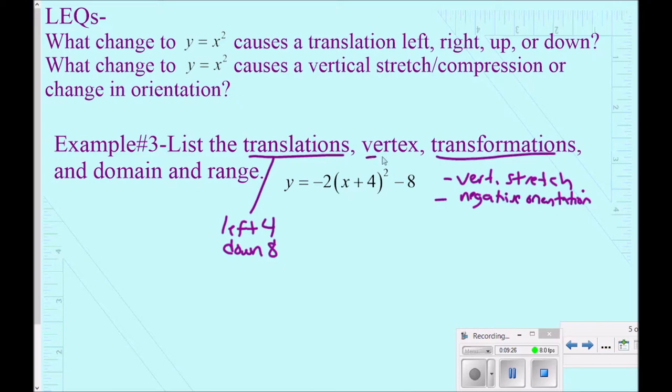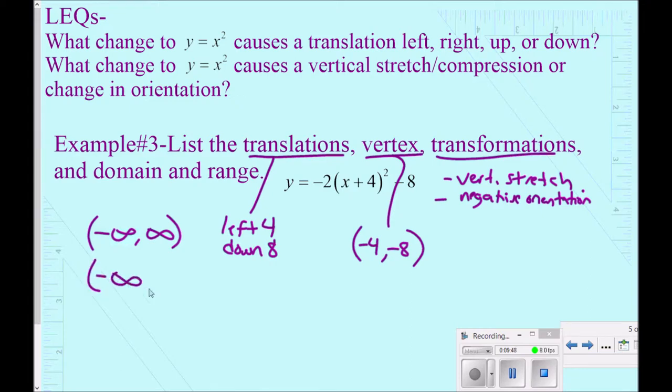Okay, next, vertex. So we said left 4 and down 8. Well, left 4 would take us to negative 4, and down 8 would take us to negative 8. So negative 4, negative 8. Domain, we know, is going to be the same. And range, we said this is upside down, negative orientation. So negative infinity up to the highest point, which would be negative 8. And that it does equal negative 8 for y, so bracket.